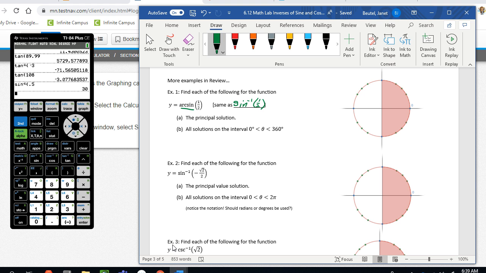a chart for this, using your unit circle. I keep calling it a chart. I'm really tired, guys. I'm sorry.